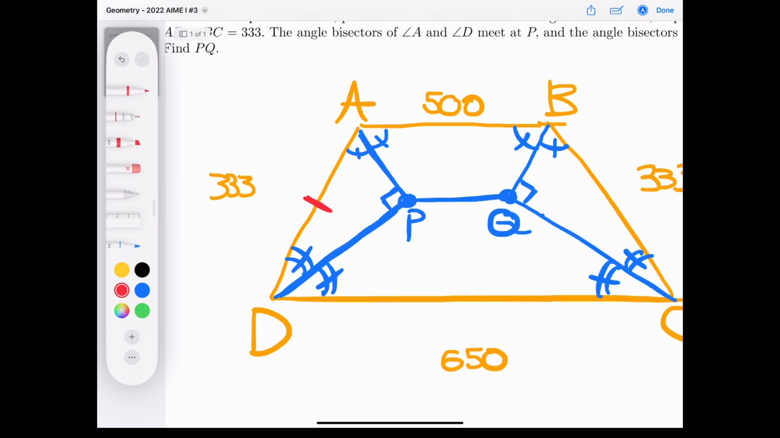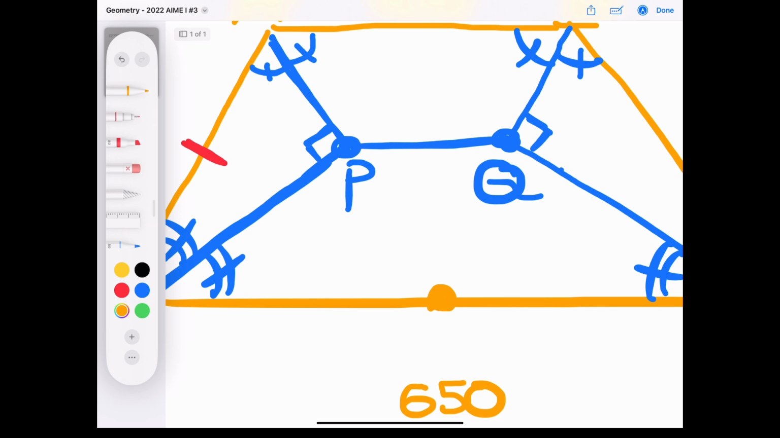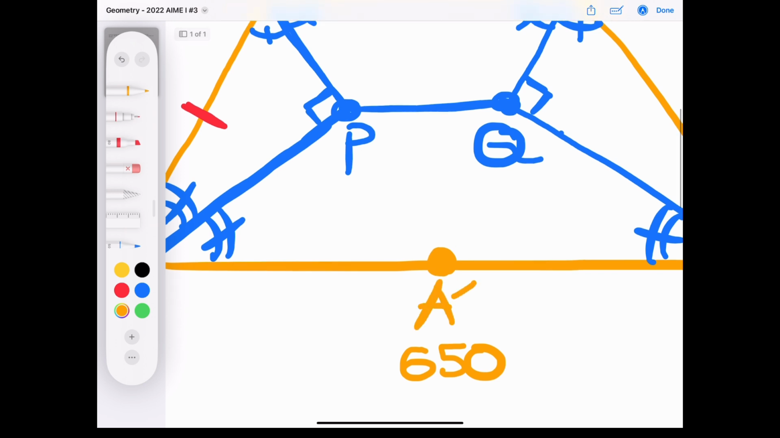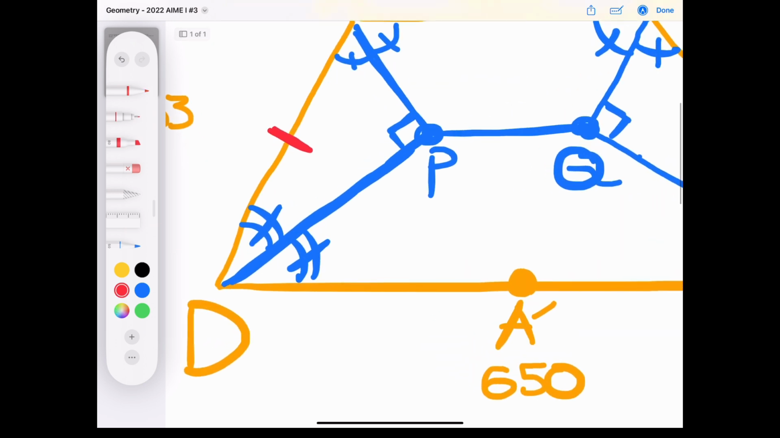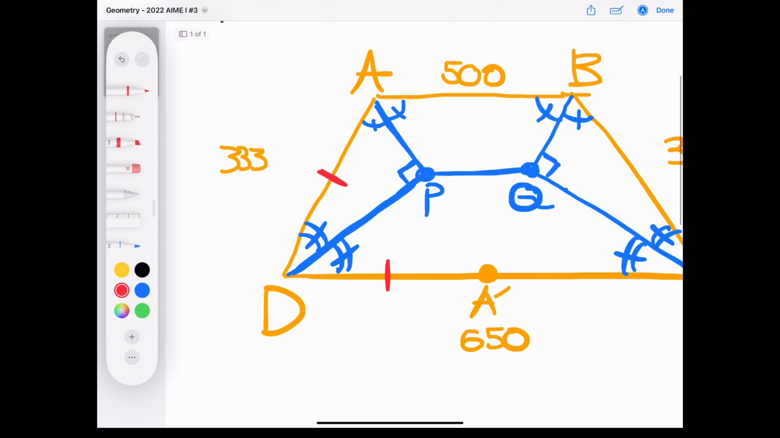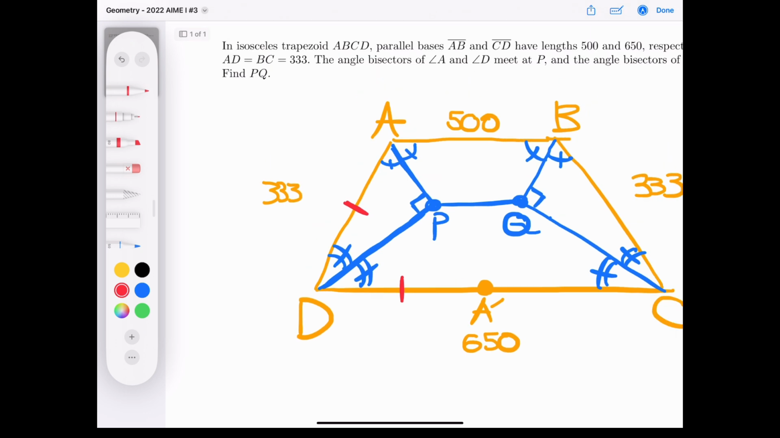And so I'm going to first choose a point A prime on base DC so that DA prime is congruent to DA, right? So DA prime has length 333. And what I claim about this point A prime, what makes it so special, is that when I construct this point, it will turn out that triangle ADP is congruent to triangle A prime DP.